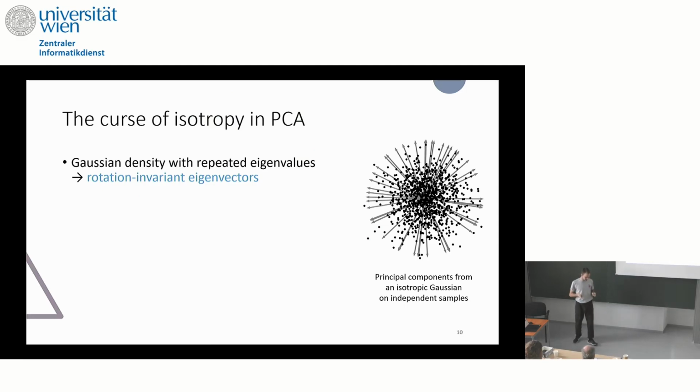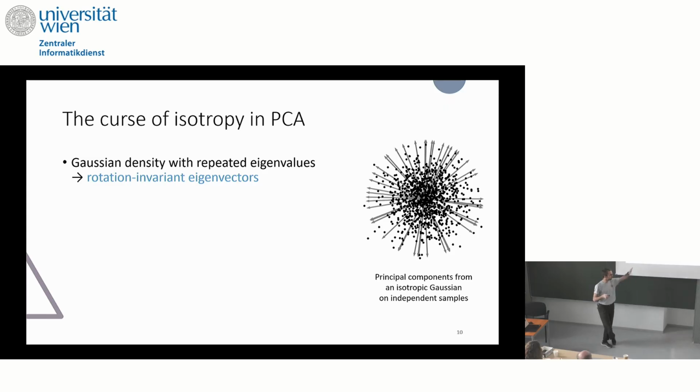Imagine you have a data set that has been sampled from a Gaussian density. You look at its covariance matrix. If all the eigenvalues are distinct, then to each eigenvalue you have a unique associated eigenvector up to the sign. Now, if you have an eigenvalue that is multiple, then to this eigenvalue you have an infinity of eigenvectors associated, spanning a whole multidimensional eigenspace.